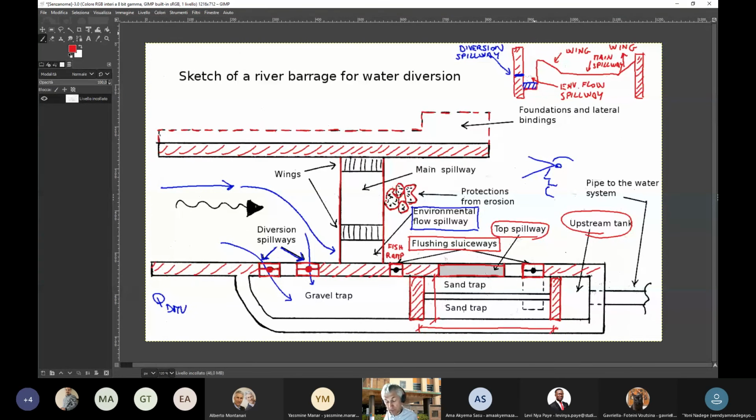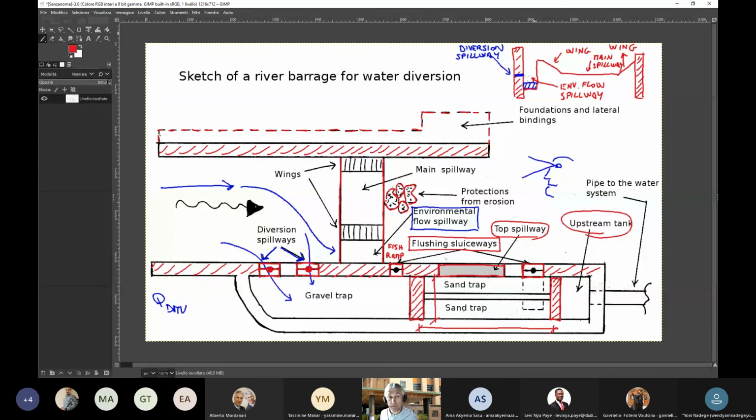What we have to make sure is that water flowing in the sand trap has enough residence time to allow the sedimentation of the sand. Of course, if you keep the water in the sand trap for too short a time, sand does not settle down. If you give some time, then sand has the time to settle down.